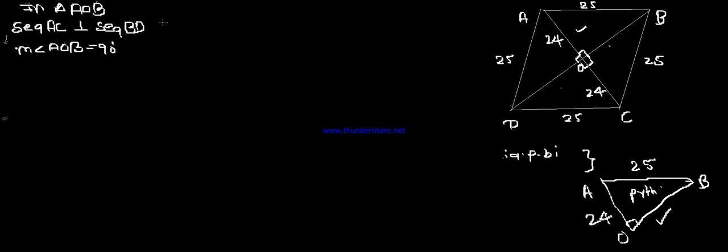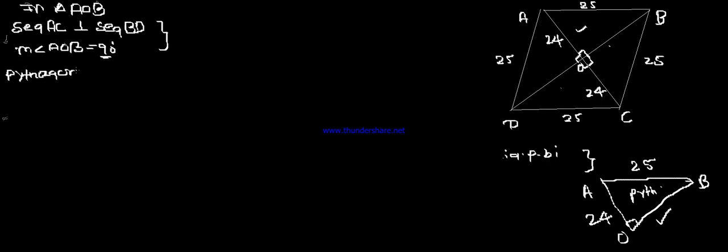Here we will take triangle AOB, the triangle is right in front of you. Here we will take segment, diagonal AC perpendicular to segment BD, and because of which the measure of angle AOB is equal to 90 degrees. And because this one angle is 90 degrees, we can apply the Pythagoras theorem in that triangle.